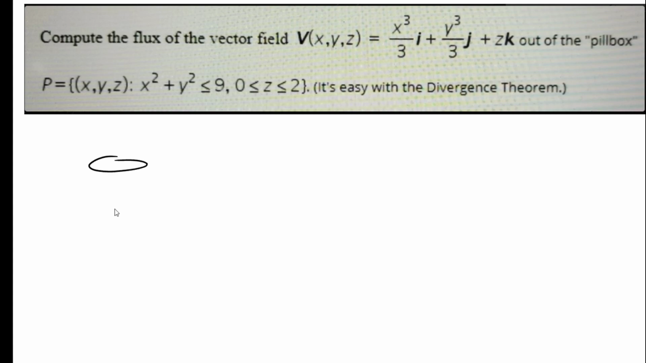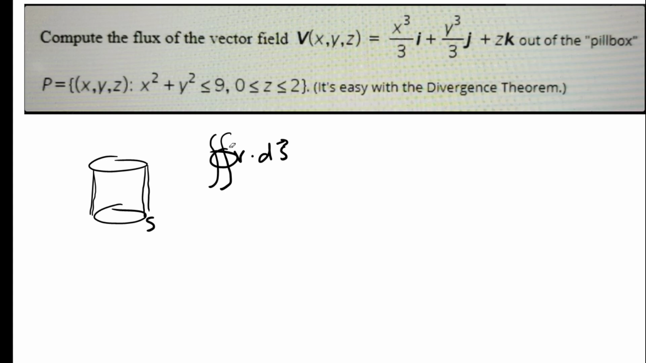Okay, so we have a cylinder with radius 3 and a height of 2. It says compute the flux of the vector field V equals this. So what it's asking, if this is the surface S, is to compute over the surface S, V dot dS, and we're integrating over the entire surface.